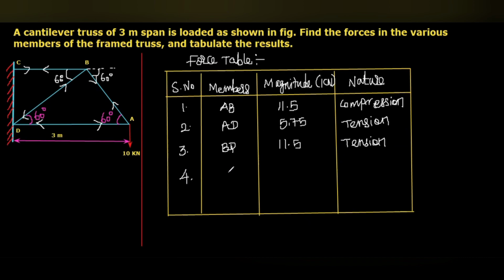Then the last member BC, the value is 11.5 kilonewton. Here it is compressive in nature, so it is in compression. Okay, guys, I hope you all understand this video. Actually, this is part 1. Here we discussed this cantilever truss by using the method of joints. The next video, the same numerical, we will discuss by using the method of sections.